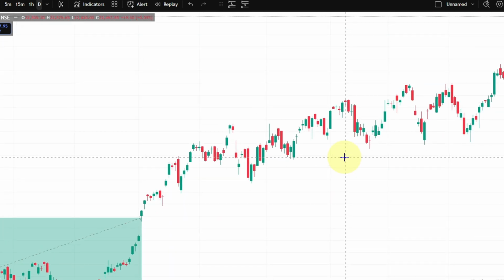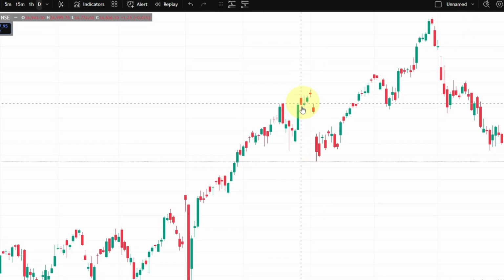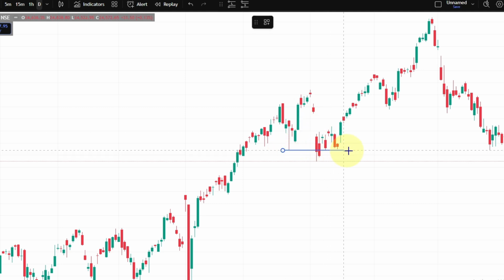Okay, let's understand a bearish setup. Here you can see a change of character happened. We need to draw a trend line from our previous swing low. Here, as you can see, the market gave a breakdown. So we are going to wait for the market to come back to this trend line.